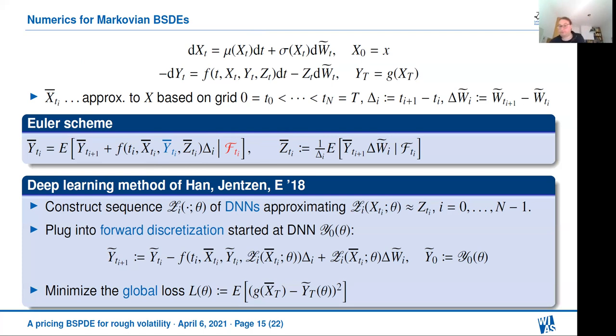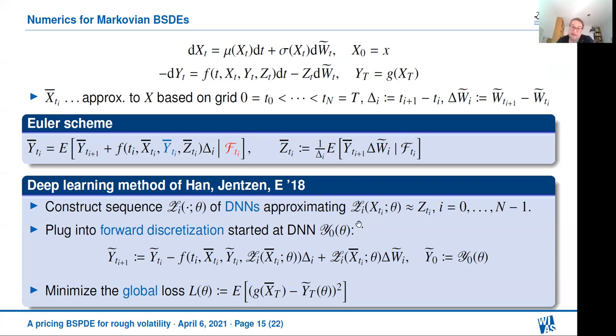But then, 3 years ago, there's this very nice paper by Weinan E, Arnulf Jentzen and Han, where they use deep neural networks to solve this kind of nonlinear PDEs by actually solving the BSDE. So if you have seen their paper, and I guess a lot of the people in the audience probably have, then you need to realize that they are using the BSDE to solve this problem. So what are they doing? They actually use a forward discretization of the BSDE.